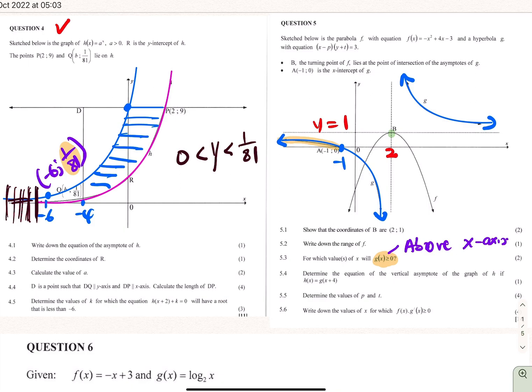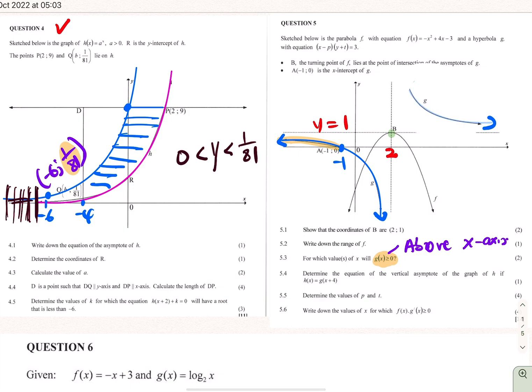So that's where this graph is above the x-axis, because look at it in this way. Here is below the x-axis. So you just need to interpret that from here. From here, it's x less than -1, but inclusive because it's defined at -1. It's the intercept. So you're going to say it's x less than or equal to -1.